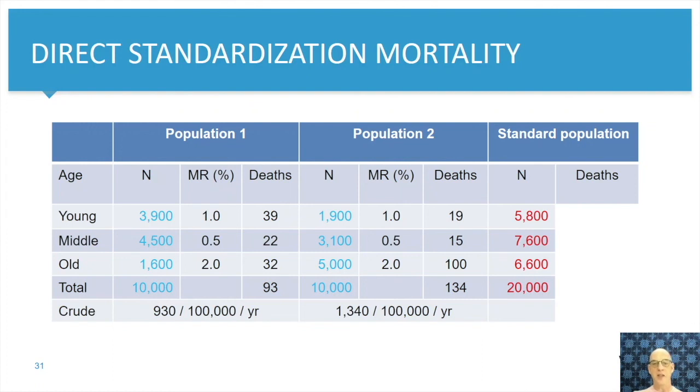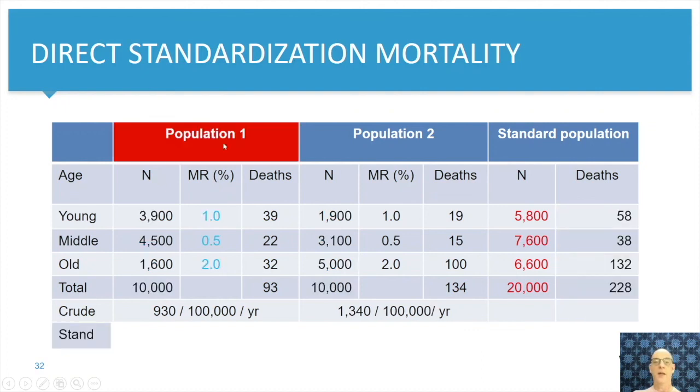Direct standardization means that I use the mortality risk of one of the populations that I want to compare, and project that mortality risk on the standard population. And if I do that, if I project this mortality risk of population 1 on the standard population, I will come to 228 deaths, or in other words, 1,140 per 100,000 per year.